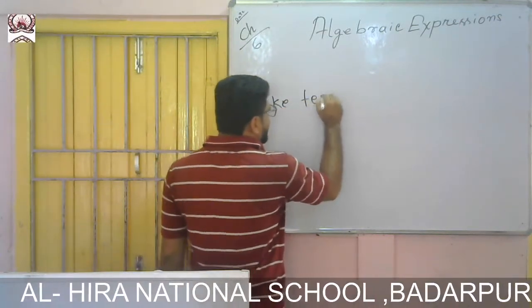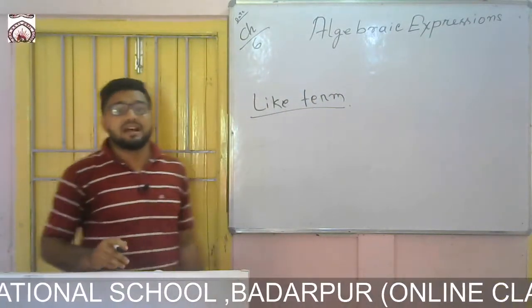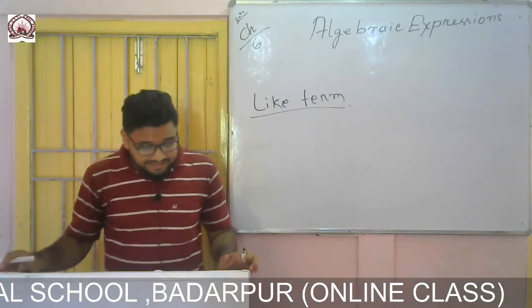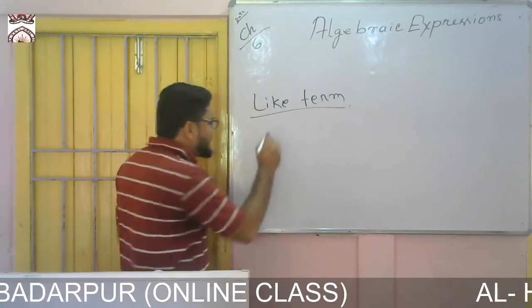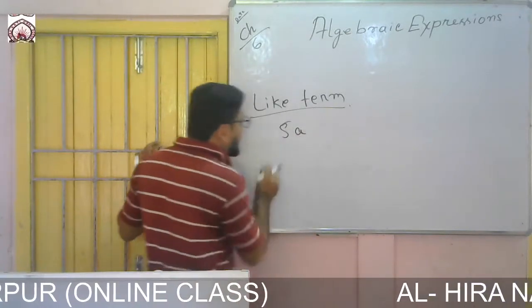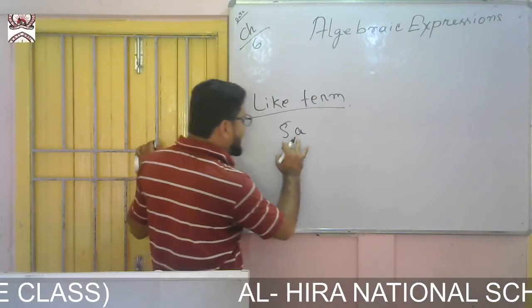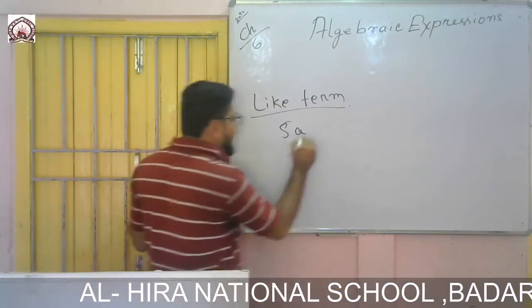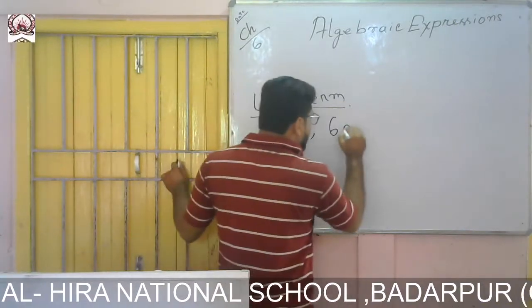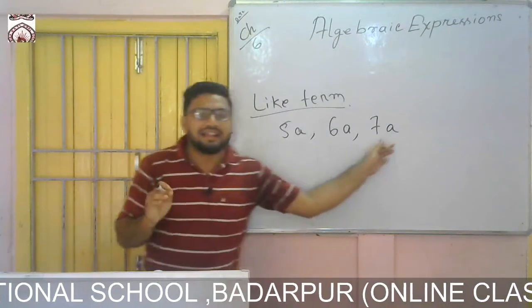Like terms. So what are like terms? Like terms are the similar terms that have the same literals. Suppose I write 5a, this is a term, because here both a number and a variable are there. So this combination is a term. If I write 5a, then 6a, then 7a, these are like terms.